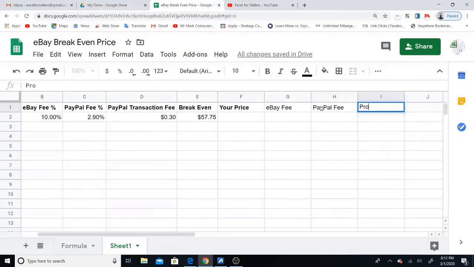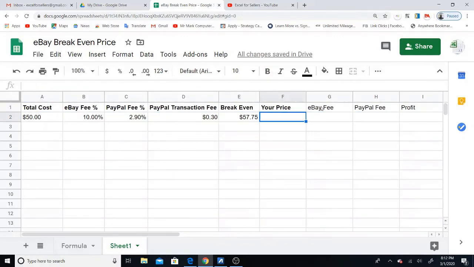And then I'll do the profit. Okay, so your price will be, let's just say, 60. Okay, just to show. In fact, let's say your price was $100. Your eBay fee would be equal to your price of $100 times, the star is times in Excel, the eBay fee percentage. So your eBay fee would be $10, right?